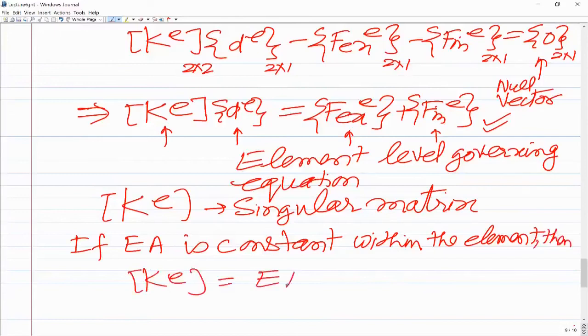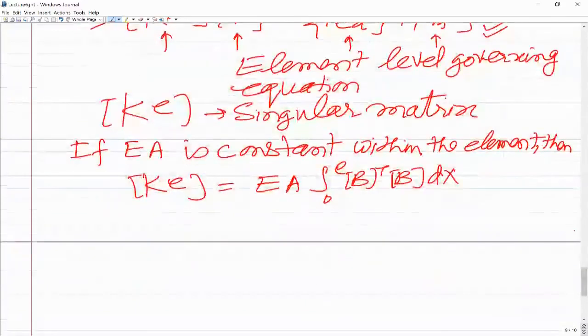So I can take it out of the integration sign, and then we will have integration 0 to L, and then you will have B transpose into B dx. If EA was a function of X, then you have to keep it inside, multiply everything, and then integrate each term of the matrix. So you will get EA and then integral 0 to L.